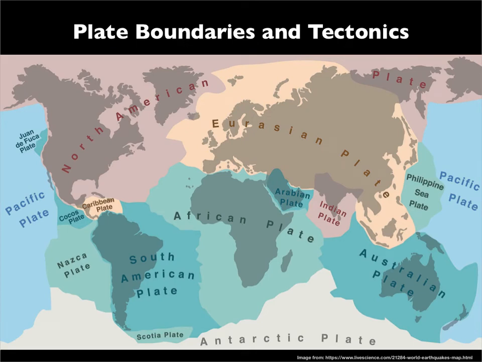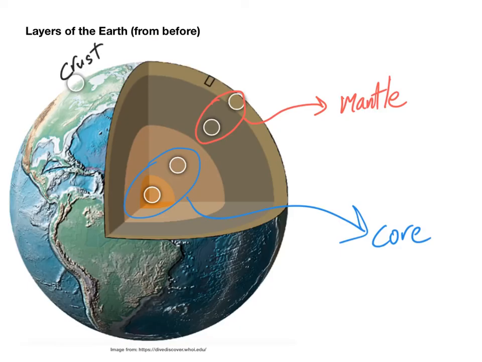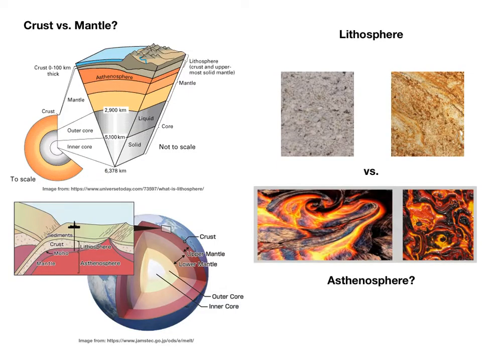Today we're going to talk more in depth about plate boundaries and tectonics, so how our Earth is broken up into plates in the outermost layer of the lithosphere. So we know from before that the layers of the Earth consist of the core, the mantle, and the crust. But more specifically, the difference between the crust and the mantle has to do with compositional differences. So it's literally made of different stuff.